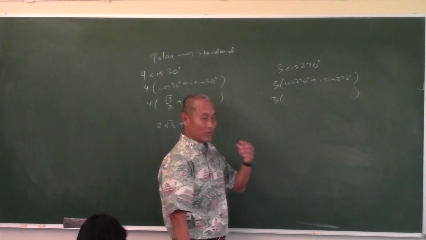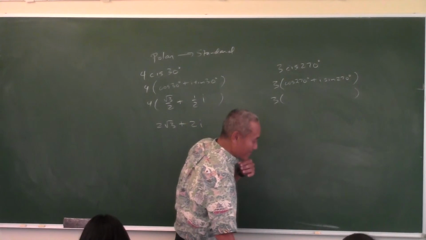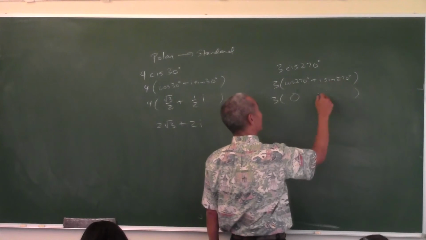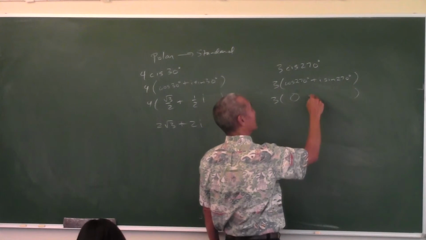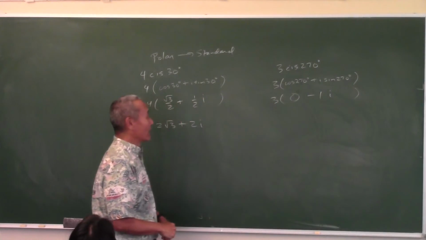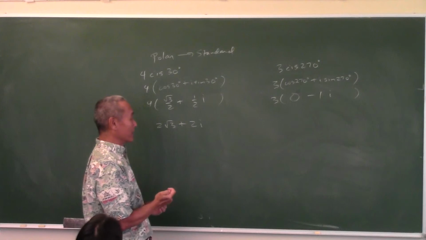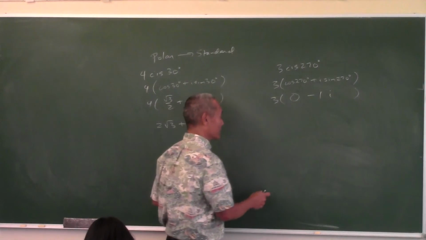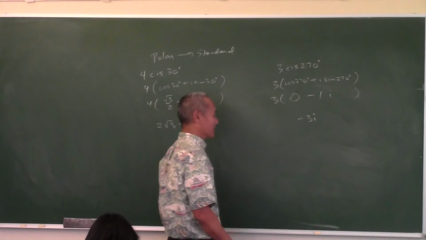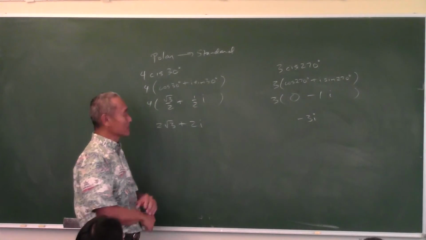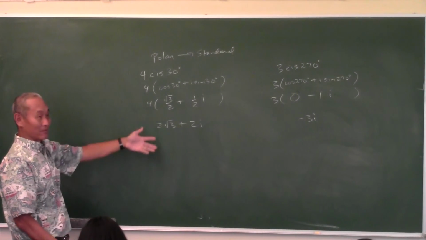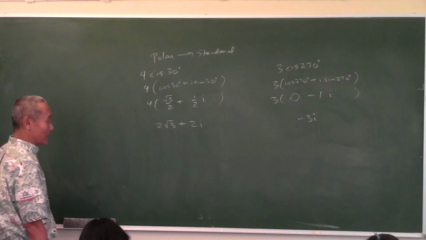What is the cosine of 270 degrees? 0. What is the sine of 270 degrees? -1, and then you always put the I on the second one, and then all you have to do now is distribute the 3, and so your final answer is 0 minus 3I. We don't write the 0, but if you want to put the 0 there, you can. So to convert from polar to standard, it's very simple. Just change the KISS into what it stands for.